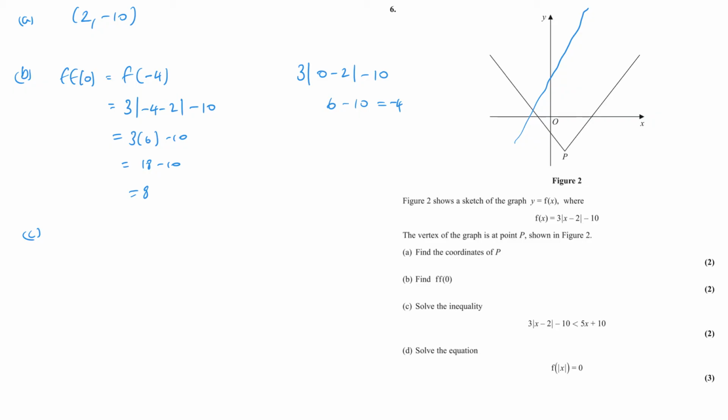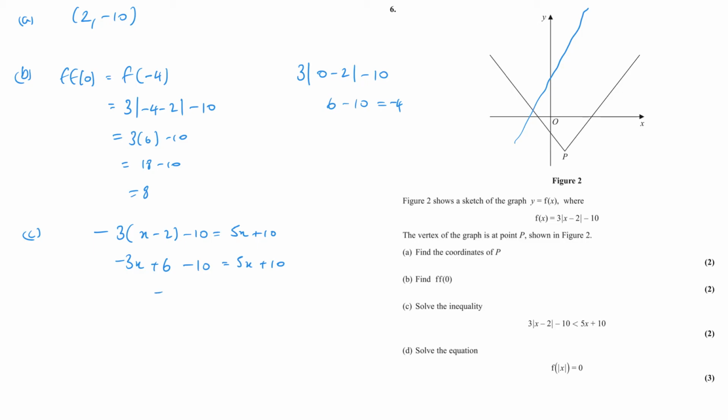And it's going to hit on the negative side, okay, because when x is positive, this modulus sign doesn't affect this part. When it's negative, it does affect it. So this is going to be minus 3x minus 2 minus 10 equals 5x plus 10. So that's what we need to solve first of all. And that's to find our critical value.